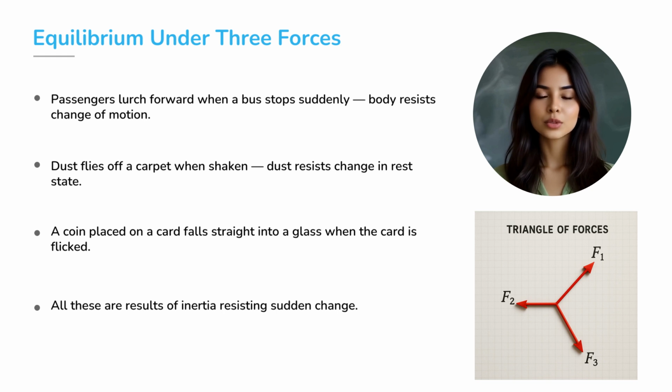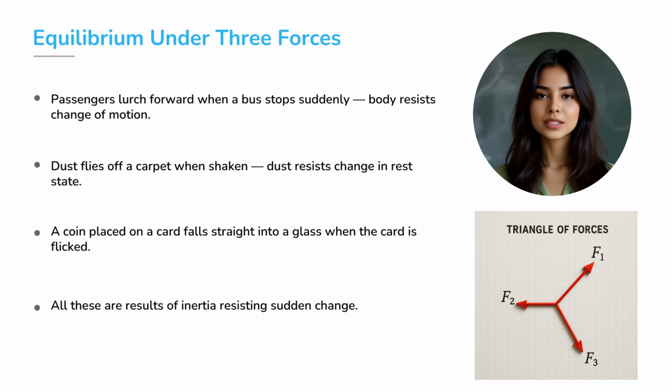Now let's move to three concurrent forces, meaning three forces meeting at a single point. Here, the condition of equilibrium is that the vector sum of the three forces must be zero. In words, force 1 plus force 2 plus force 3 equals 0.